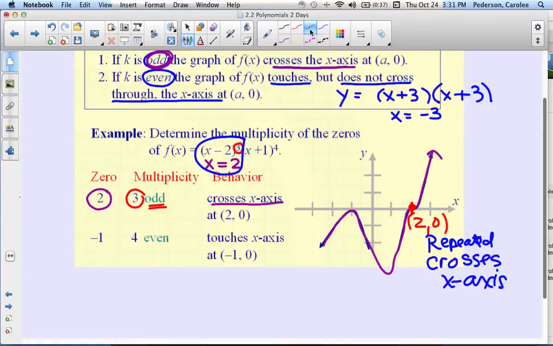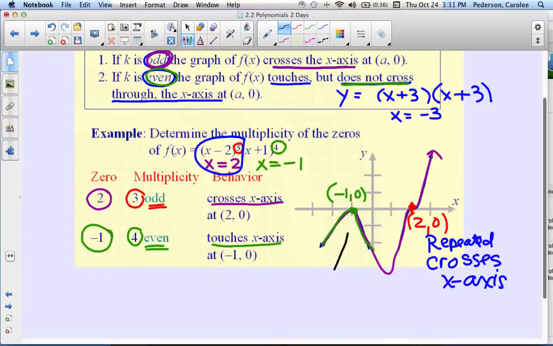Now the next piece, x plus 1 all to the 4th, that multiplicity is a 4 and it's even. The intercept, we set that equal to 0 and solve for x, we get negative 1. So the x-intercept is at negative 1, and since it is even, it touches but does not cross. So it'll touch the x-axis. So here's where it's touching, and then it comes right back down. So there's that ordered pair, negative 1, 0.